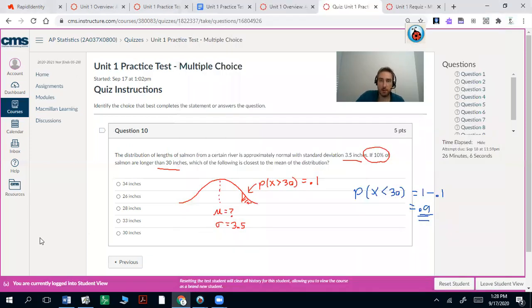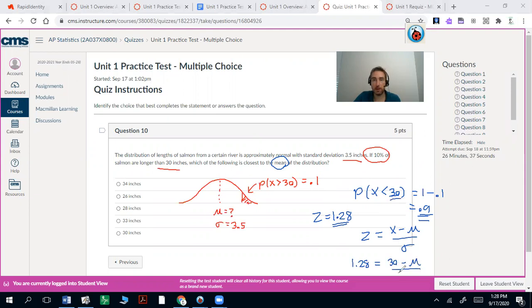So now that we have z, z is going to be at that point 1.28. So we can use the formula z is equal to x minus the mean over the standard deviation. We can plug in everything. Remember, we're trying to find the mean. We don't know the mean, but we do know this is 1.28. We know that x is going to be 30, and the standard deviation is 3.5.